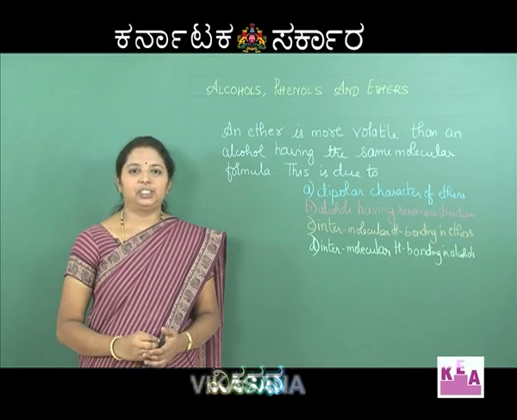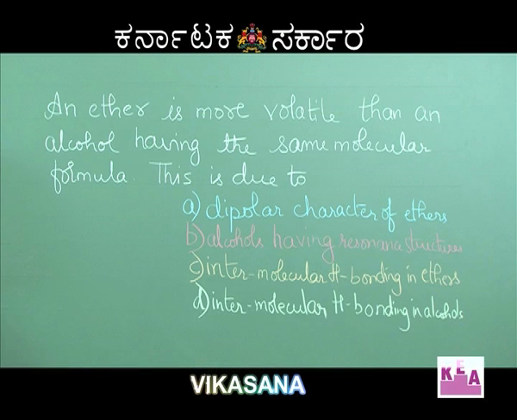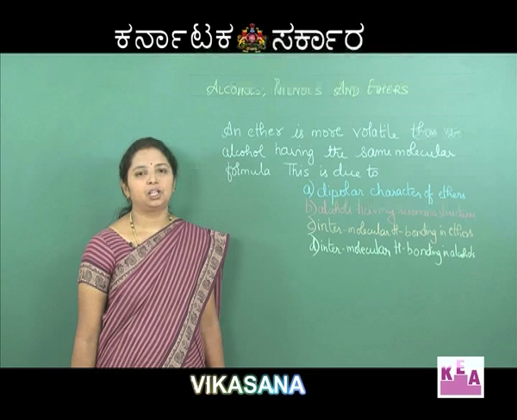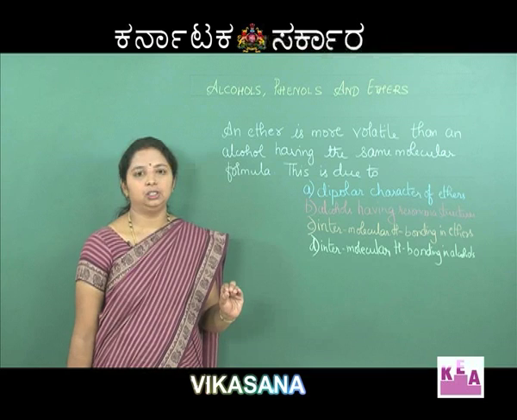Moving on to the next question. An ether is more volatile than an alcohol having the same molecular formula. This is due to option A, dipolar character of ethers, option B, alcohols having resonance structures, option C, intermolecular hydrogen bonding in ethers, option D, intermolecular hydrogen bonding in alcohols. Now, it is a very direct question.